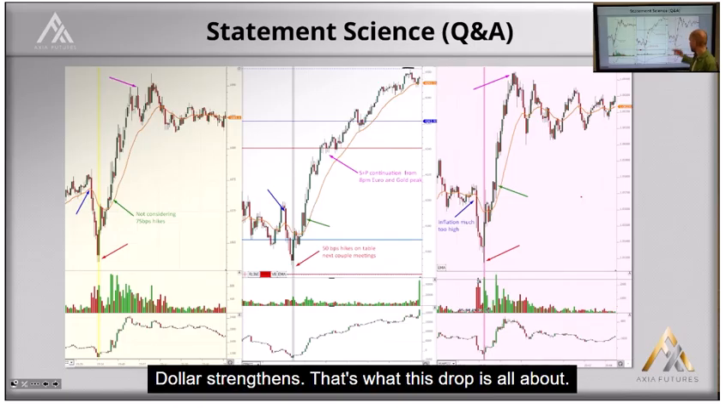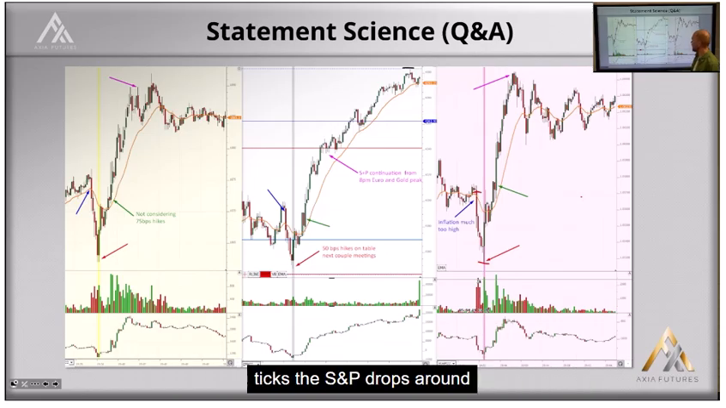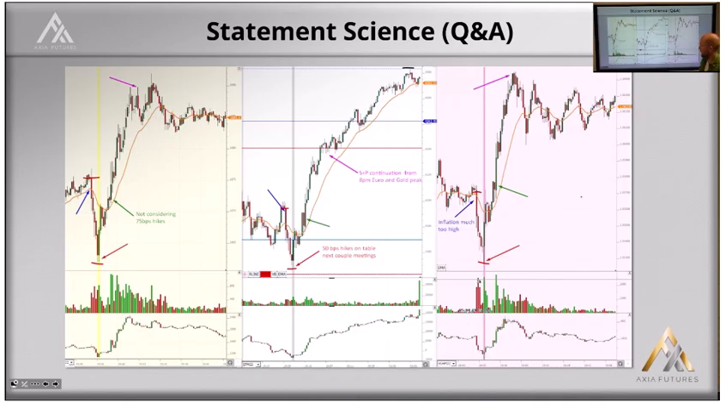Dollar strengthens, that's what this drop is all about. But you're looking at how far these moves go. The S&P drops around 40 big ticks, so 40 handles, and gold drops around 120 ticks in the course of 3 to 4 minutes. Markets then stabilize a little bit.